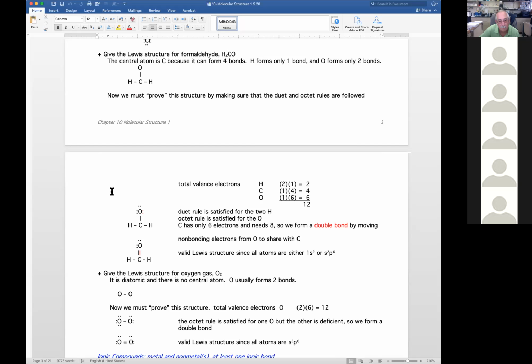And now I look for happiness. Oxygen has 8. It's happy. Hydrogen has 2. It's happy. This hydrogen has 2. It's happy. This carbon has 6. Is carbon happy? No. The answer is no. So what will we do to try to make carbon happy?